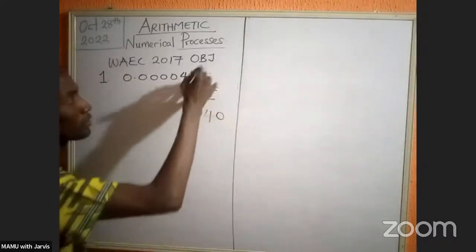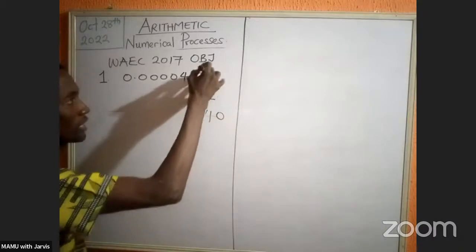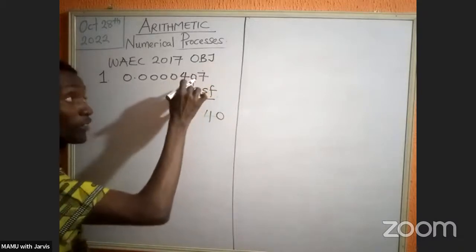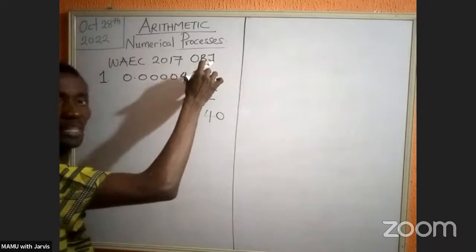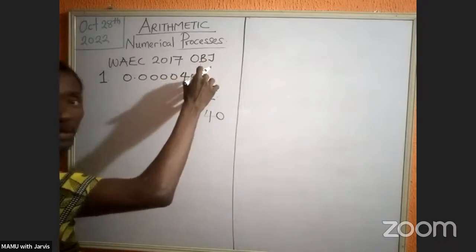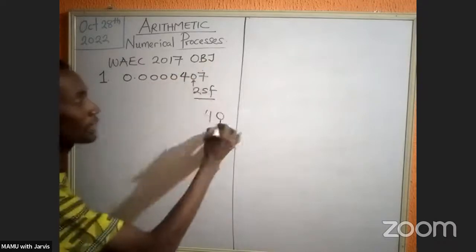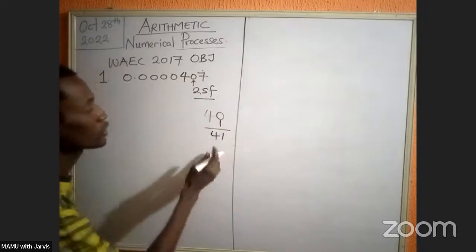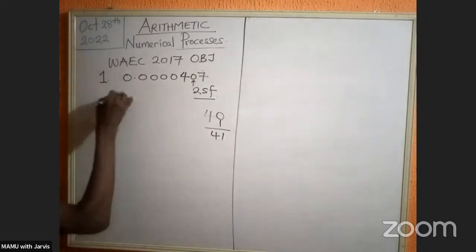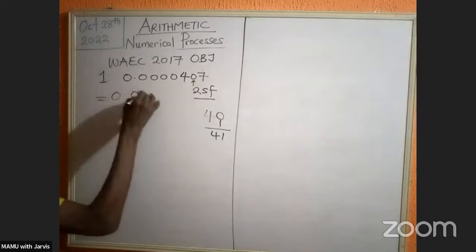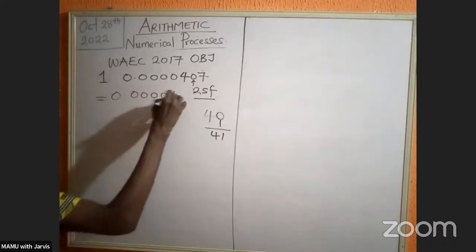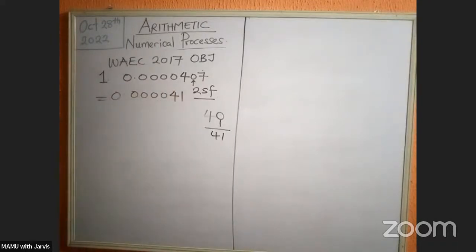40. Now, the digit causing the approximation, the digit of interest, is 5 and above. So what do you have? We are going to add 1. That will be 41. So I'm going to put that here, and this will be 0.000, 4 zeros and 41. Beautiful. Thank you very much.